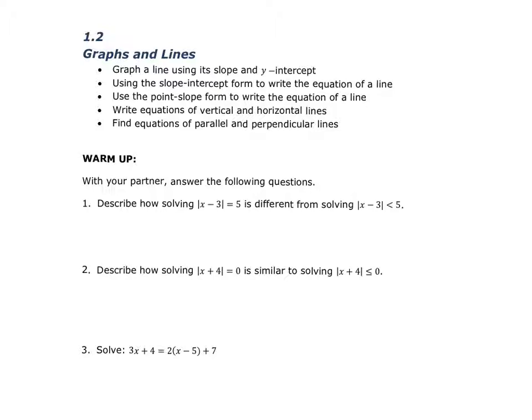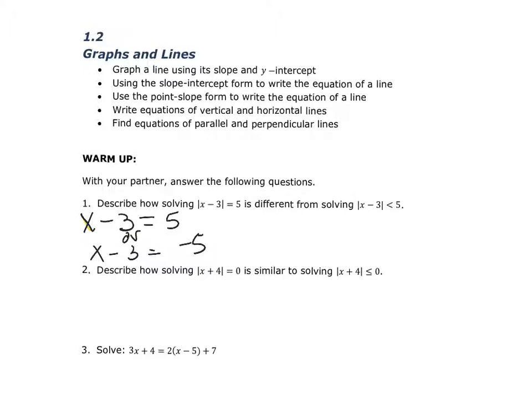Before we start, though, let's do some warm-ups. Let's talk about the first one, which is the absolute value of x minus 3 is equal to 5. And why is that different than solving for the absolute value of x minus 3 is less than 5? Well, the first one is an equation. Because it's an equation, I have to set it up with two equations. Let me write this in black. x minus 3 is equal to 5, or x minus 3 is equal to negative 5. And I would solve those two equations.